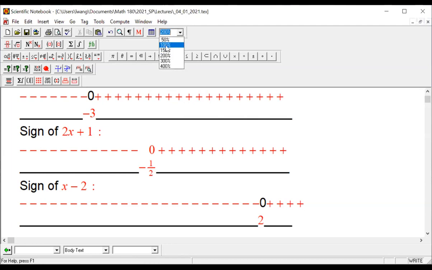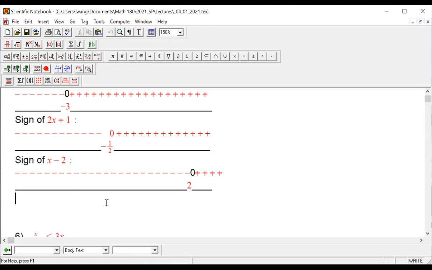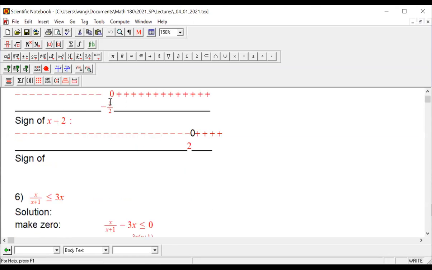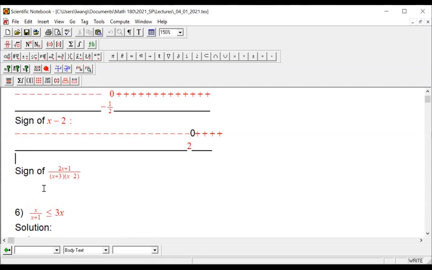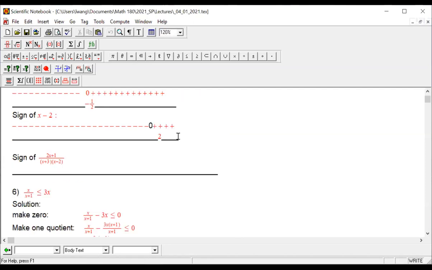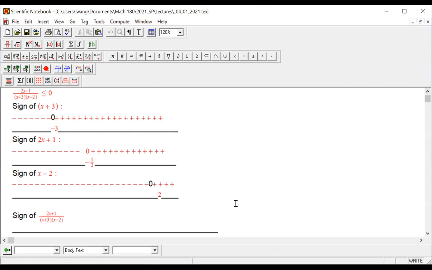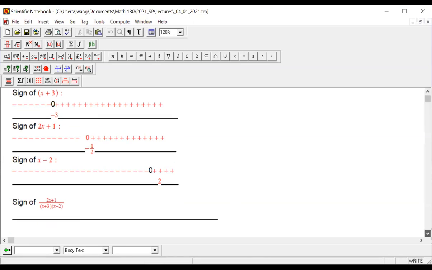Okay, so now I'm going to make this a little smaller because we're going to see the quotient. So the sign of this quotient, right? The number line, and I'm going to line up. Okay, I'm going to make it 120% for the fonts, so we can see everything.